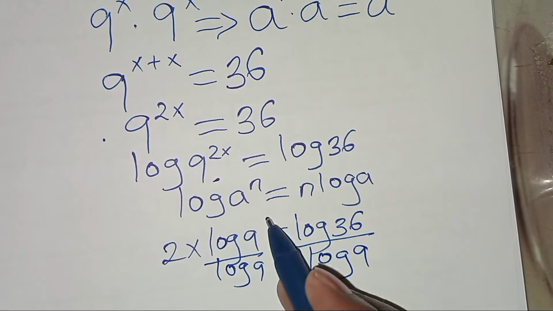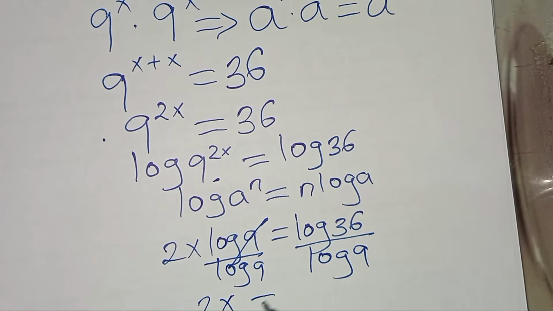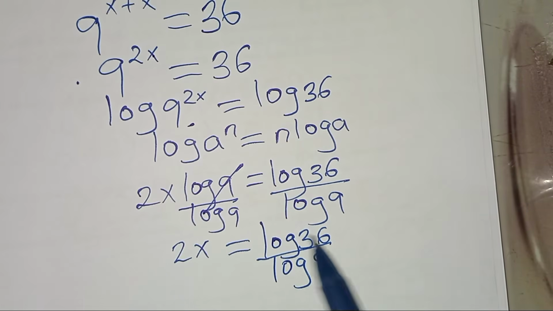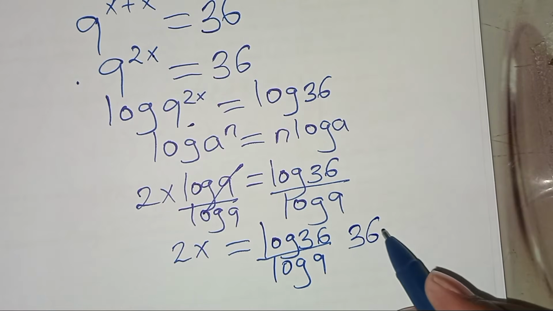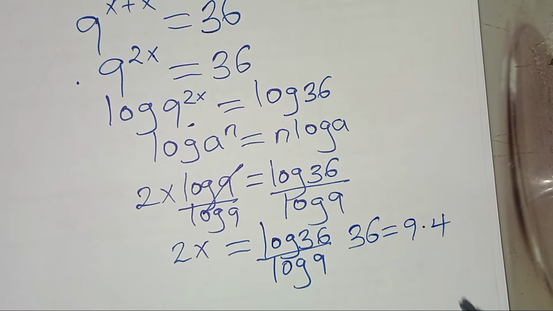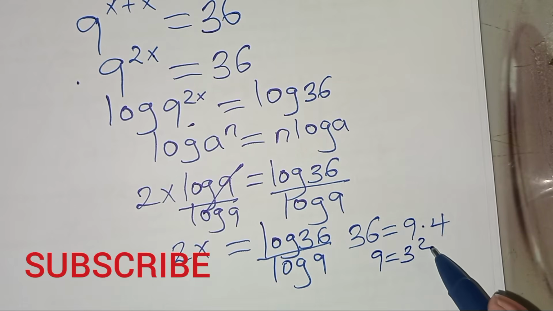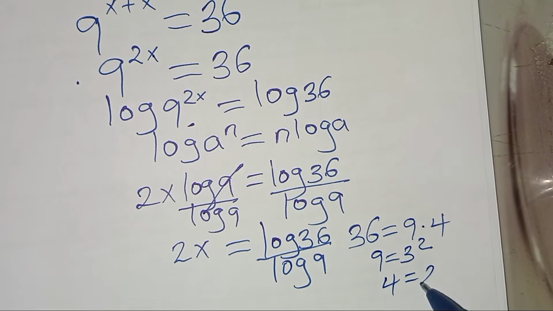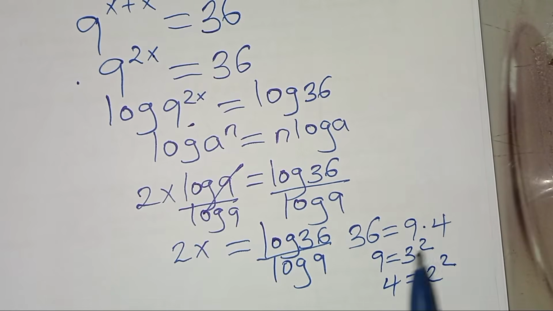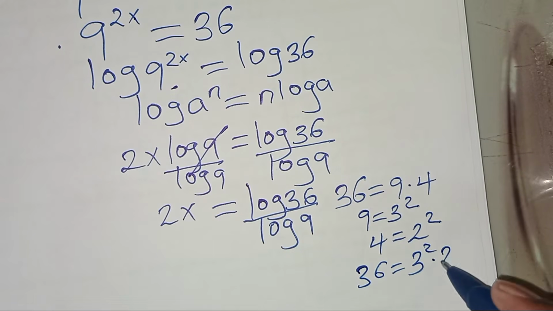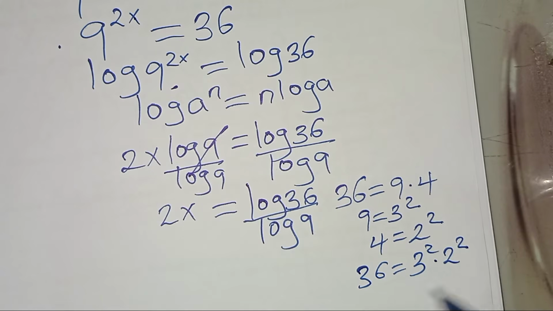So that now we simplify here, we'll have 2x. This is equal to log 36 divided by log 9. Okay. Now from what we have here, we can express 36 basically as 9 multiplied by 4. Okay. And again, we can express 9 as 3 to the power 2, and we can express 4 as 2 to the power 2. Okay. So basically, 36 can be expressed as 3 to the power 2 multiplied by 2 to the power 2. Okay, so let's substitute this.